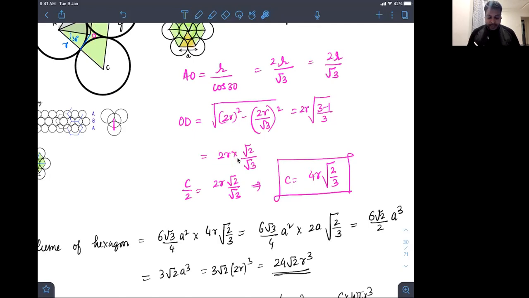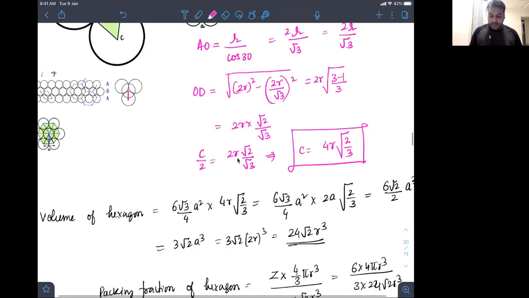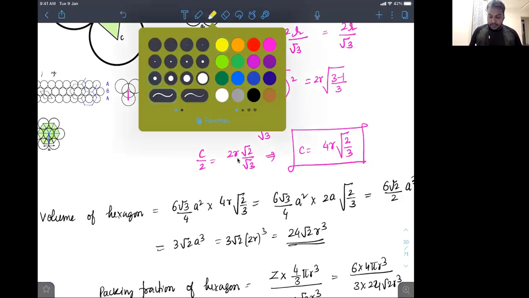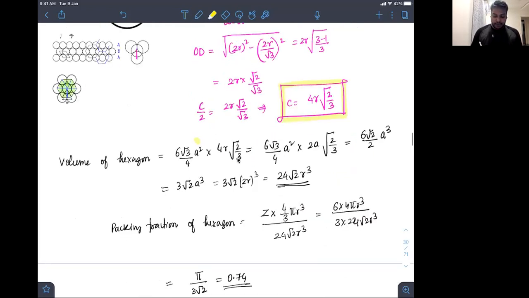And double of that distance is the height. So I would suggest that rather than deriving all of this, you directly remember this value. It's a very important value. The height of the hexagon is 4r times under root 2 by 3. So we calculated the area, and we got the height. Multiplying these two, we will get the volume. So the volume we are getting is 24 root 2 r cube.